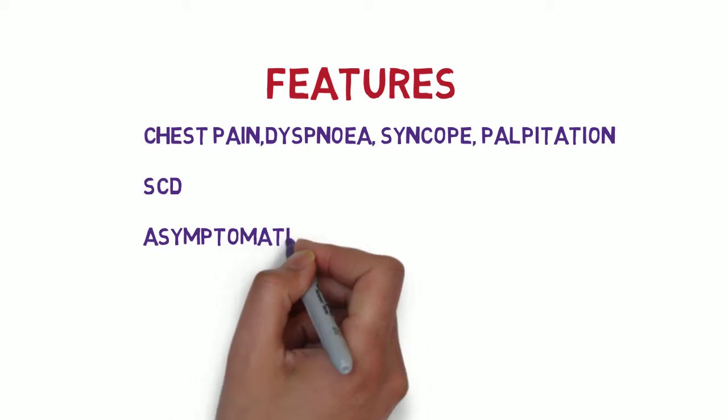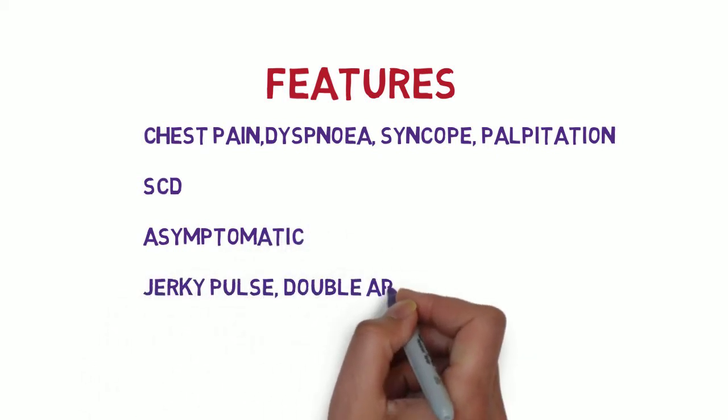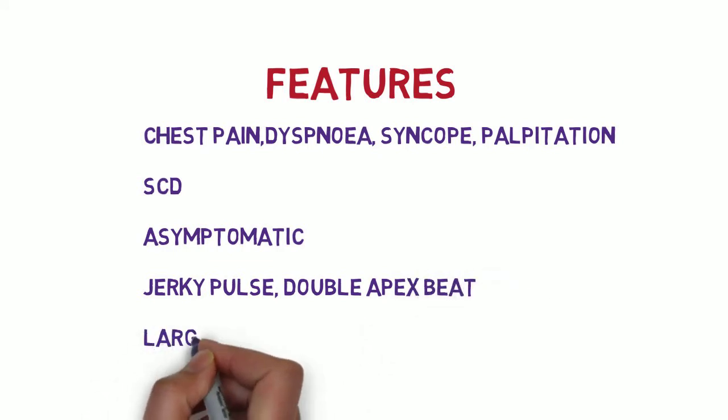On examination, you will find jerky pulse, double apex beat. There may be a large a wave in the JVP waveform, and on auscultation you may find an ejection systolic murmur.